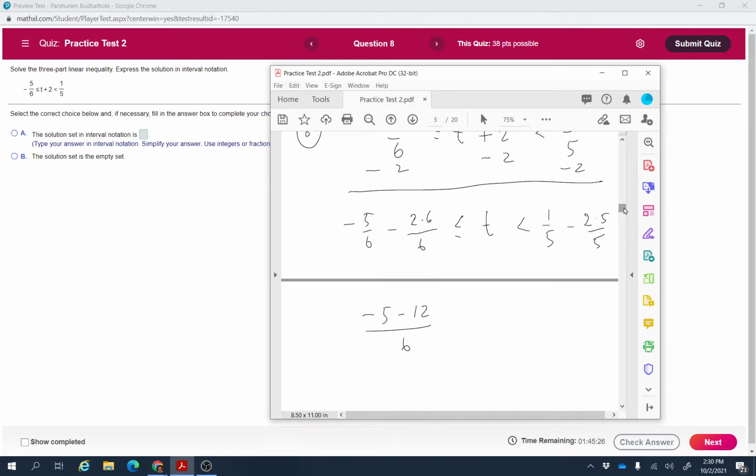So that's the answer. The t should be something starting from negative 17 over 6, including negative 17 over 6. And then if you go to the right side, it's not including negative 9 over 5, not including negative 9 over 5. That means we have to use parentheses. Okay.